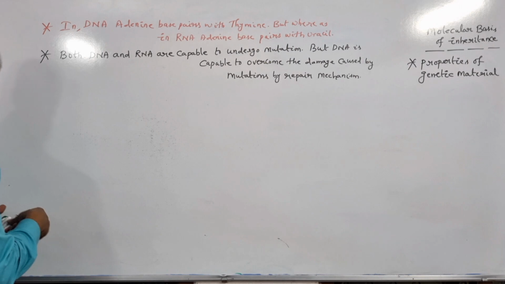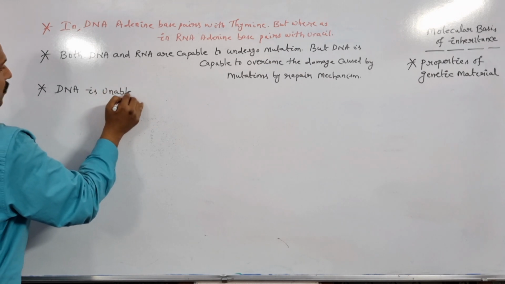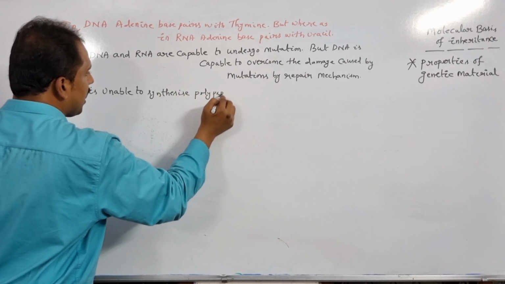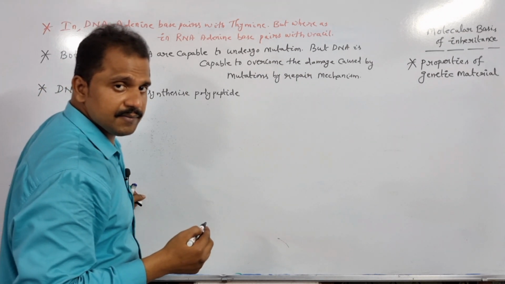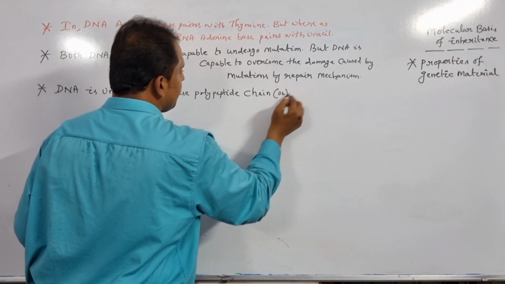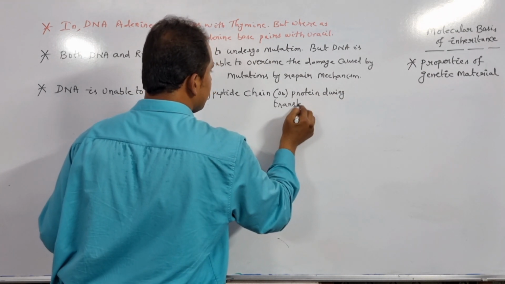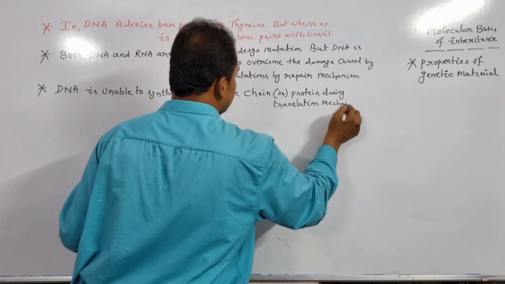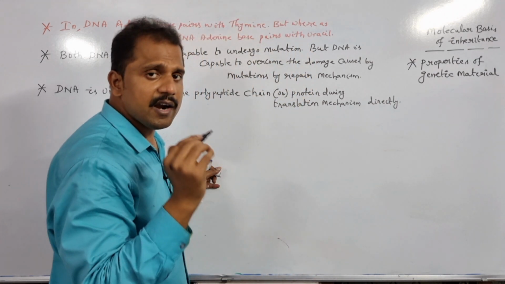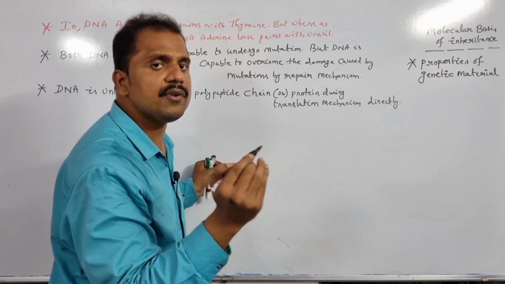And in addition to this, if we consider DNA, DNA is unable to synthesize the polypeptide chain or protein during the translation mechanism directly. Is it clear? So here DNA, it has to depend on RNA in order to synthesize the polypeptide chain or protein. But whereas RNA itself, it is capable to synthesize the polypeptide chain or protein during the translation mechanism.